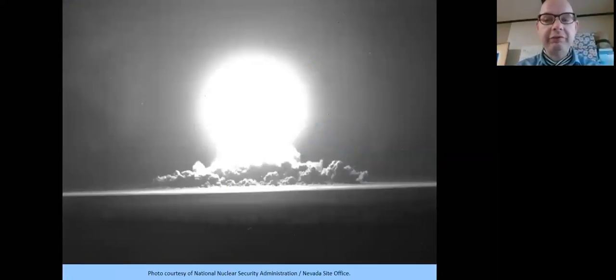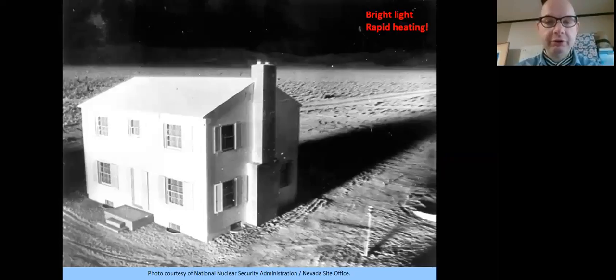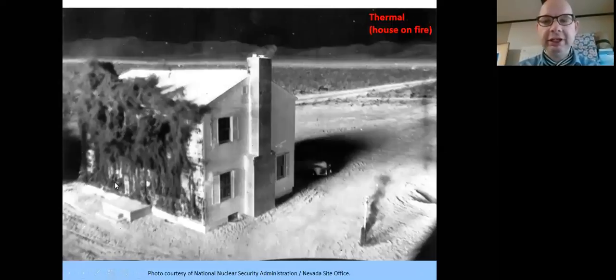Now I'm going to show you a sequence of an explosion. This is obviously an airburst. First, you get very bright light rapidly heating the house. This is a very short time afterwards. So it's heating the paint, heating the house itself. And there you can see the house starts to be on fire, but you can really only see that on this side. You see the car here in the background in the shadow.